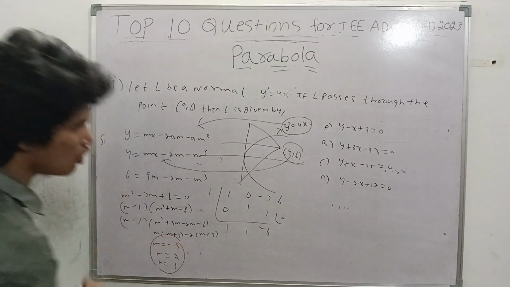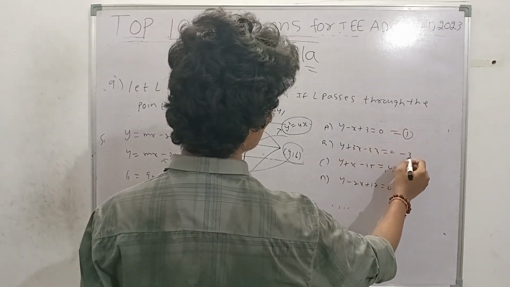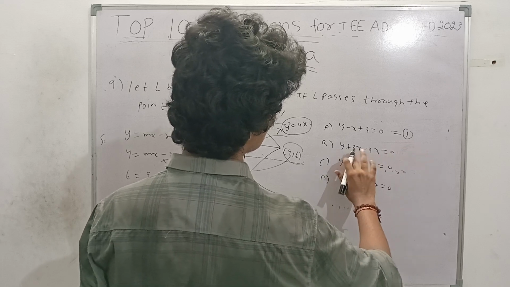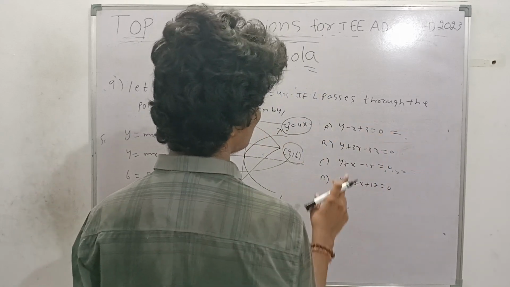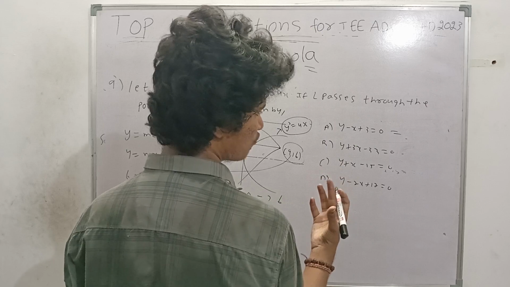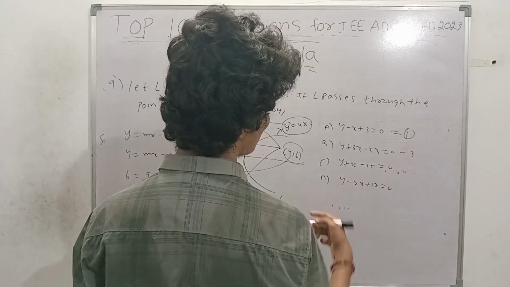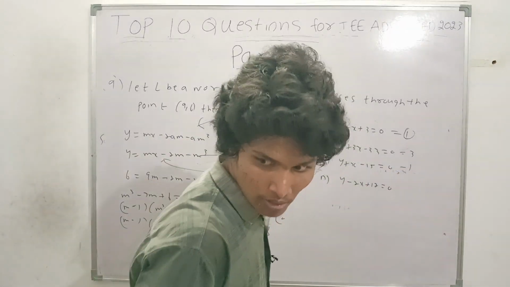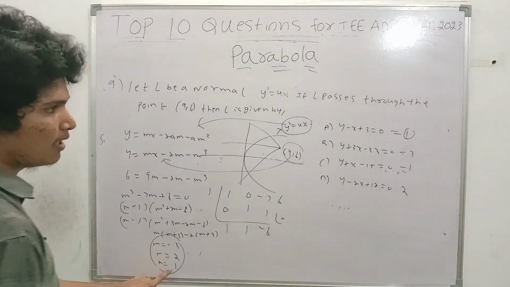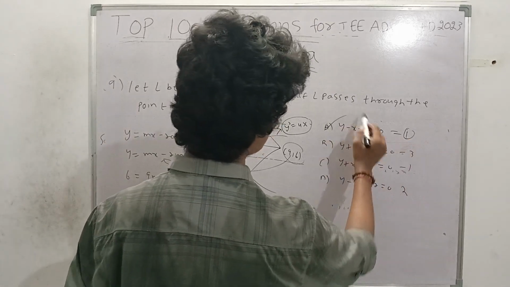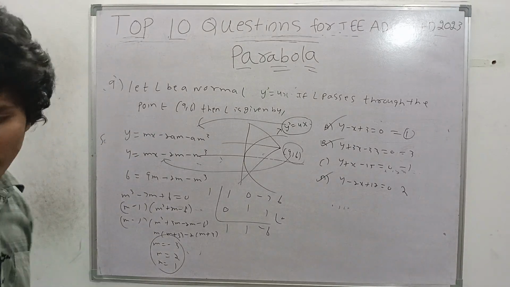So three slopes came. You can directly verify: what is the slope of the first equation? It is minus of the x coefficient, that is 1 divided by 1, it is 1. What is it here? It will be minus 3. Here it will be minus 1, and here it will be 2. So what we got: minus 3, 2, 1. So option A, option B and option D are correct. So 9 questions completed.